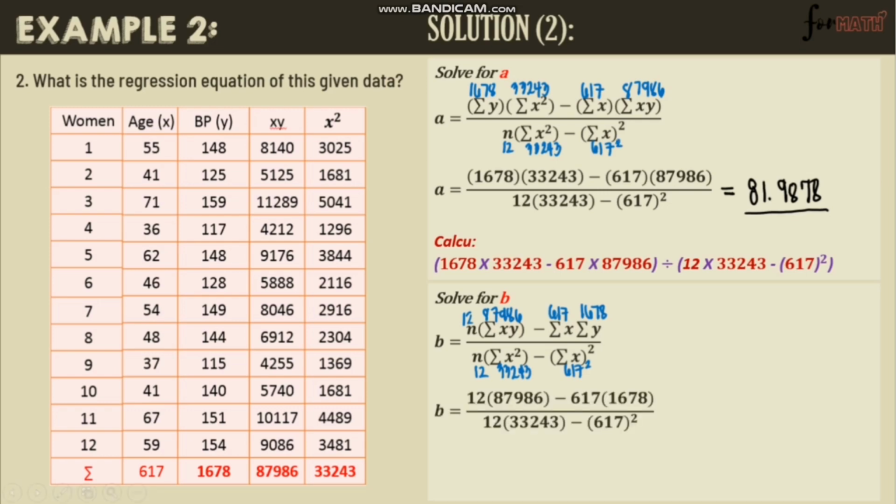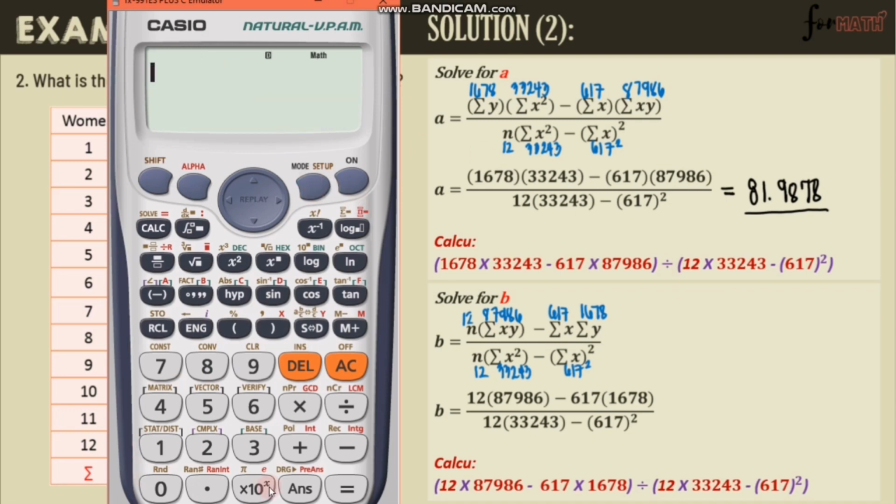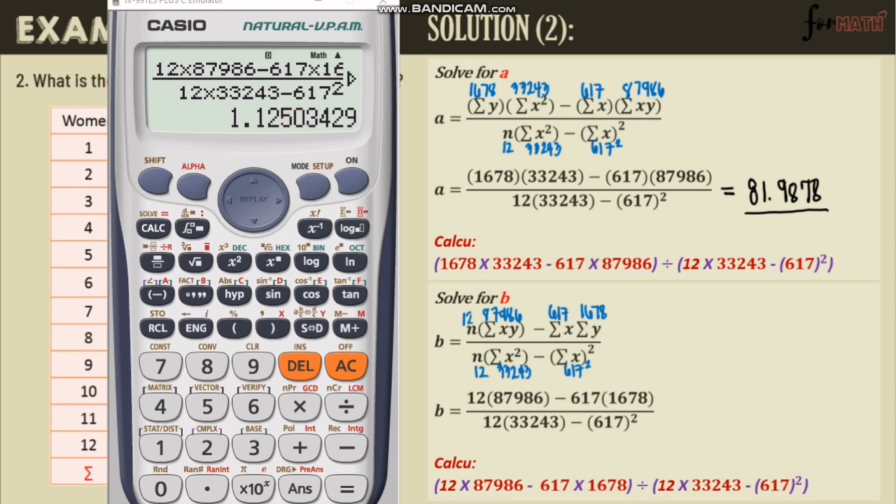Okay? So, ayan. So, ngayon naman, gamitin ko naman yung sa may high-tech na calcu. Yung pag pinrest mo naman yung fraction ay lalabas ganito. Okay, so we have 12 times 87,986 minus 617 times 1678. 12 times 33243 minus 617 squared. Okay, and then equals. So, ang correct answer for the letter B, kunin lang natin 4 decimal places. So, we have 1.1250. Okay? So, for the letter B, meron tayong 1.1250. Okay, so ito po yung B natin.